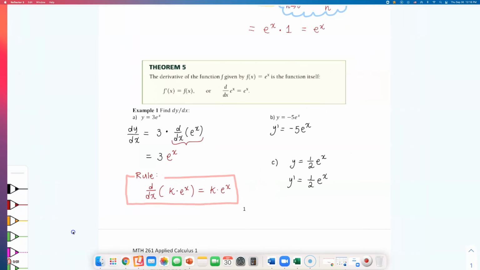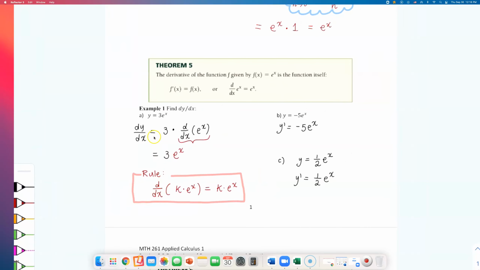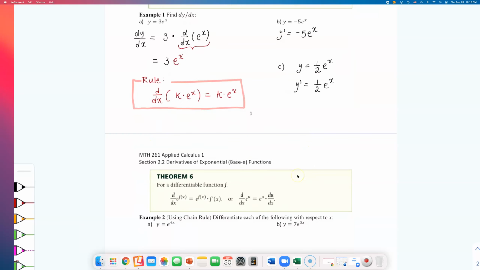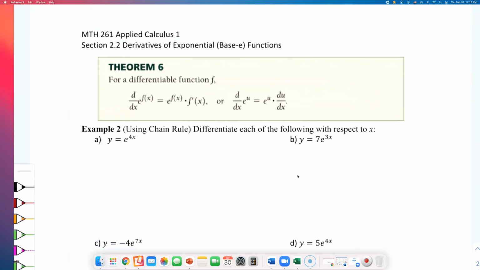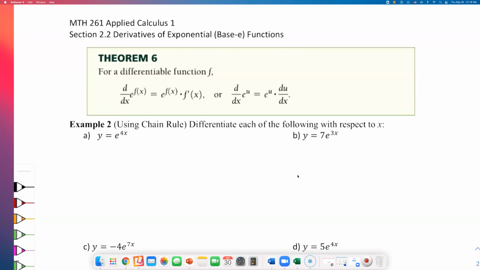In the first video, we proved theorem 5 and did like 3 basic examples. Theorem 6 is the same one, but it's actually like a chain rule added to what we just talked about. So in an example, they are very easy.